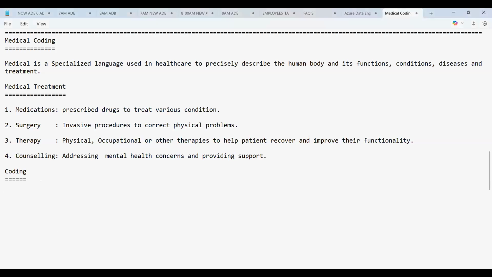So guys, when it comes to coding, codes are nothing but the method of treatment, the method of treatments such as medications, surgeries, therapies, and counseling.